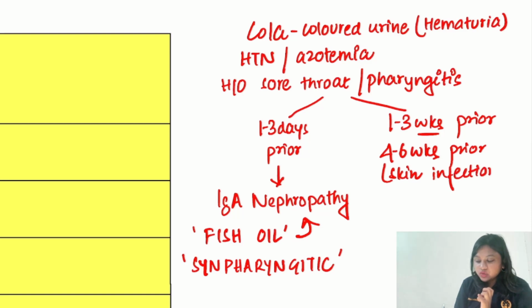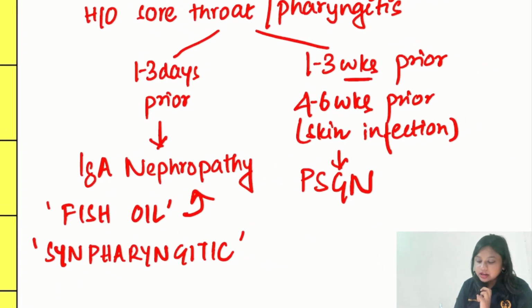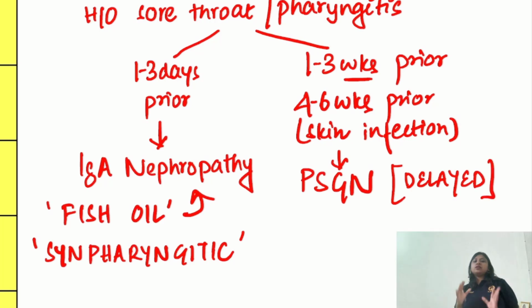So then you are dealing with the most common cause of acute glomerulonephritis, that is nothing but post-streptococcal glomerulonephritis. So this is what we call as delayed hematuria. So delayed hematuria, the answer will be PSGN. If it is a synpharyngitic hematuria, the answer will be IgA nephropathy. If it is a skin infection, the latent time will be more. If it is a pharyngitis, the latent time will be shortened.